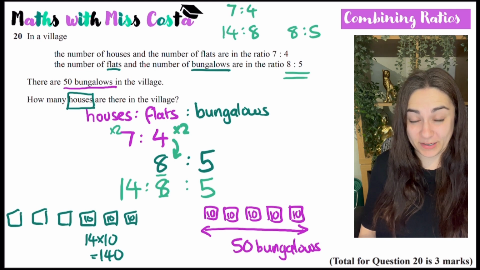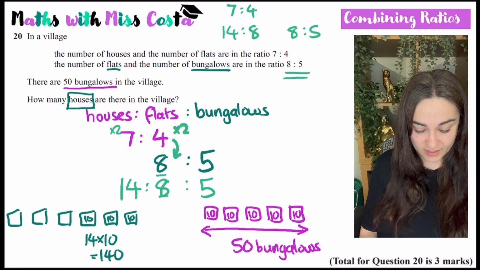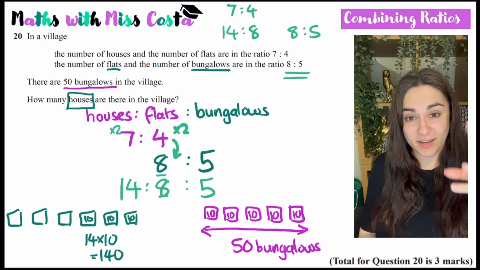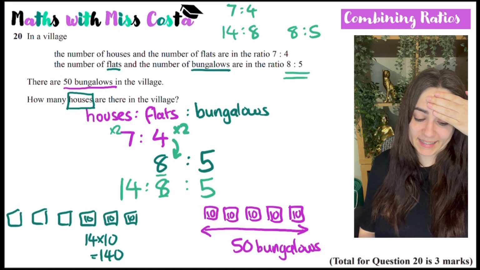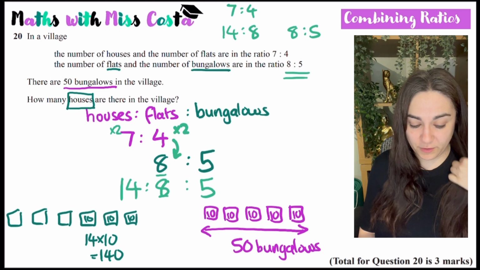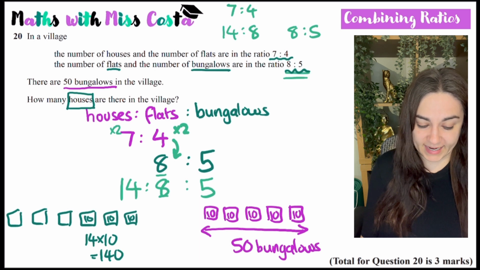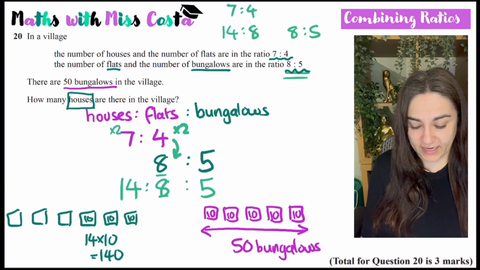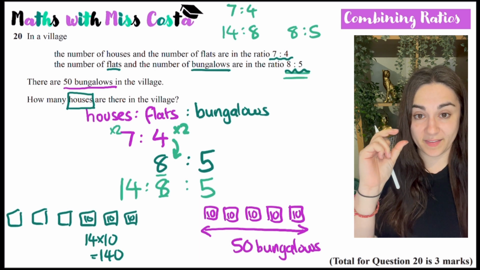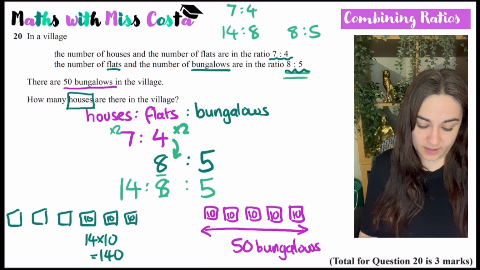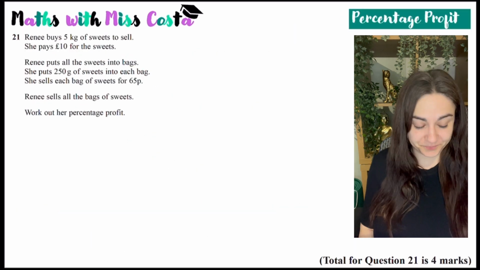So that's how we do this 3-part question. It does help to actually try and visualize what you're doing. It just helps make sense of the question a little bit more. But if you've ever got a ratio question where they're saying, this is the ratio here, this is the other ratio here, and there's one thing that they have in common, this is how you'd do a question like that.